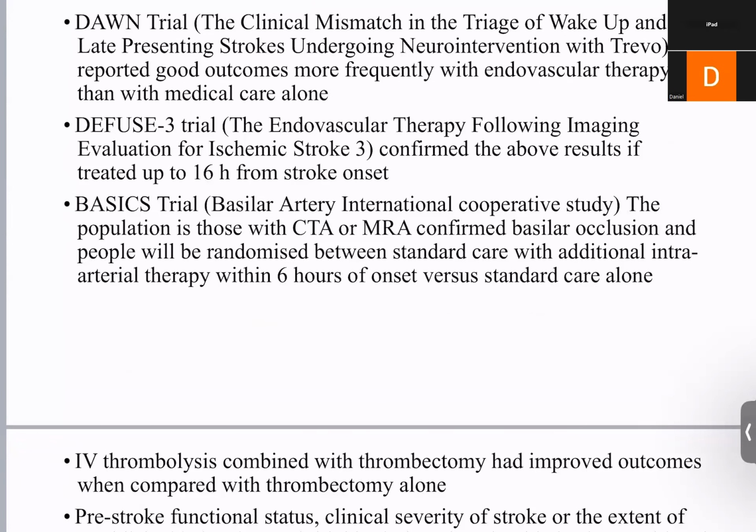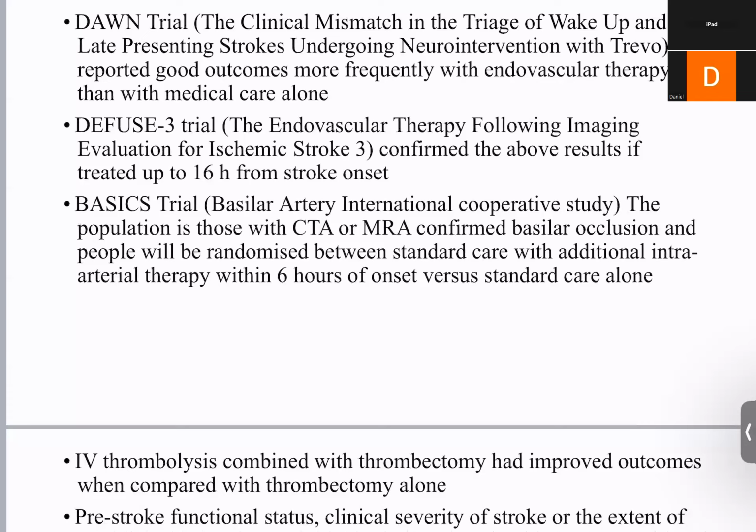Some trials supporting the use of thrombectomy are the DAWN trial, DEFUSE 3 trial, and BASICS trial. DAWN trial is the clinical mismatch in triage of wake-up and late presenting strokes undergoing neurointervention with Trevo. This is again an instrument name. It reported good outcomes more frequently with endovascular therapy than with medical care alone.